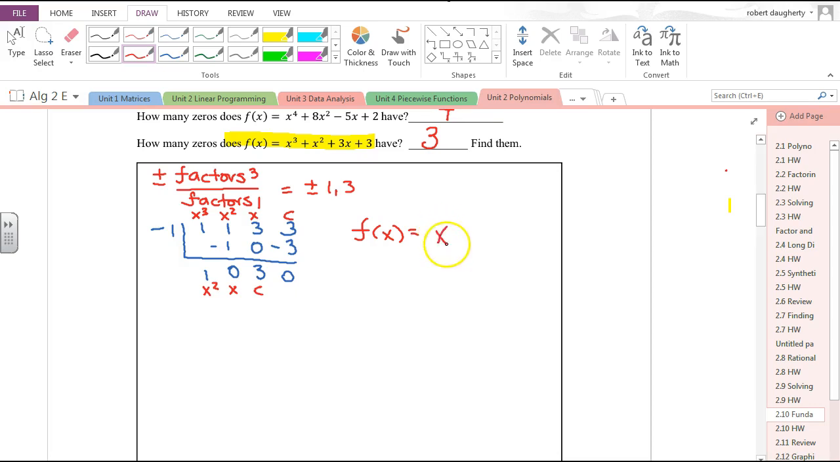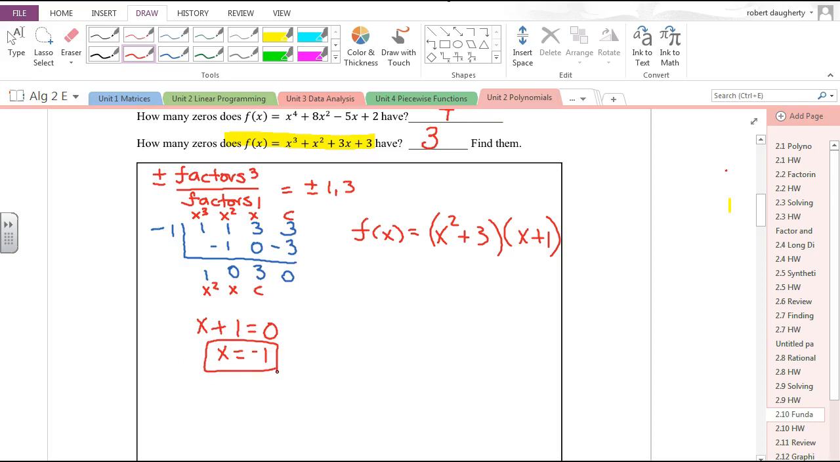X squared plus 3 times what? X plus 1. So that's factored. Now, if I want to find all the roots, you set each factor equal to 0. So x equals negative 1. That's one of the roots.